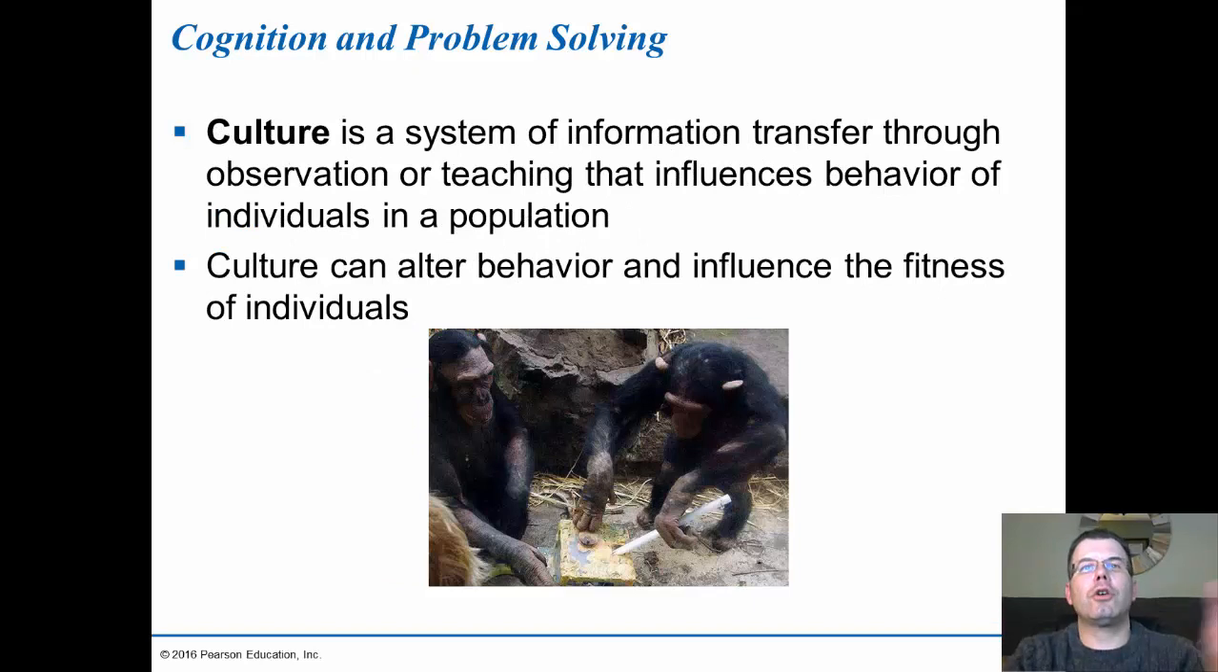Now, again, culture: when you have a large number of offspring and a large number of individuals that are closely associated with one another, they will transfer information by observation and teaching that influences behaviors in a population. And this can alter behavior and influence the fitness of individuals. So again, using certain tools and other things to problem solve, to get food, or to mate, or other things.